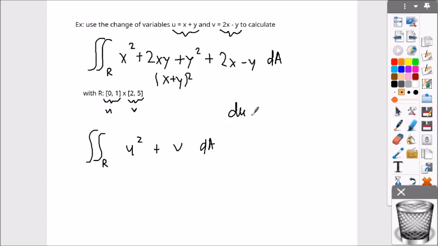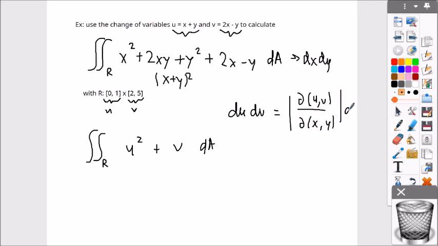Well, this is in dx dy right now. This is dx dy land. Why? Because there are x's and y's here. So du dv is equal to partial u, v over partial x, y dx dy, which is equal to u sub x 1, u sub y 1, v sub x 2, v sub y negative 1. So it's negative 1 minus 2. Negative 1 minus 2 is negative 3.